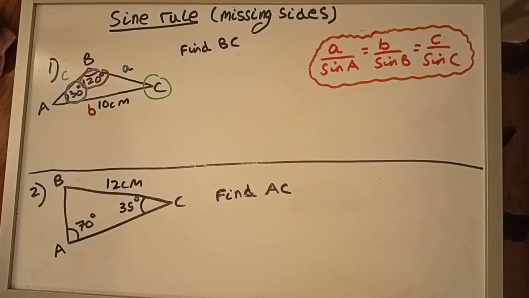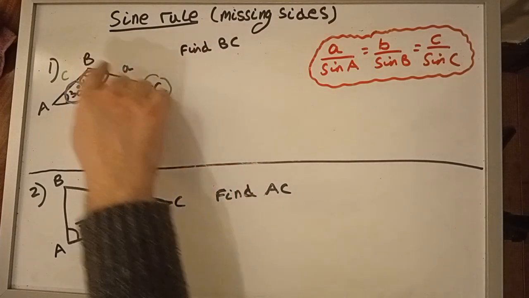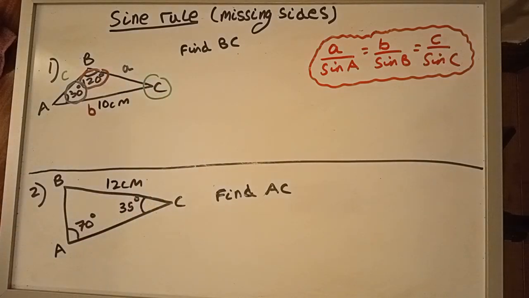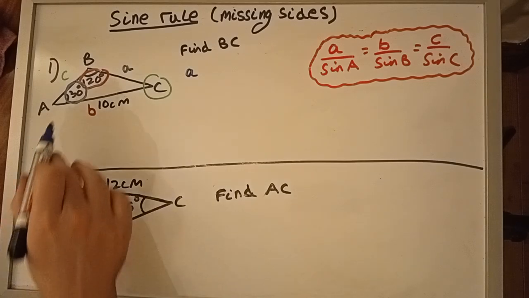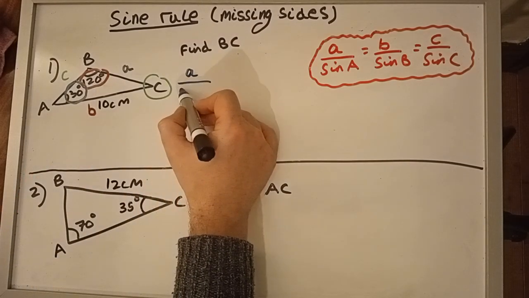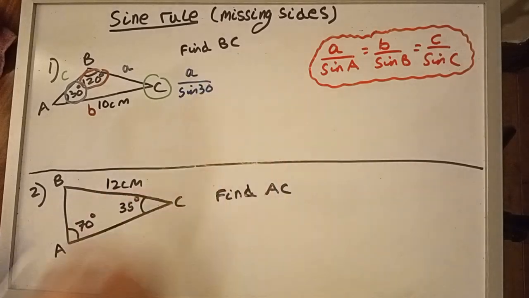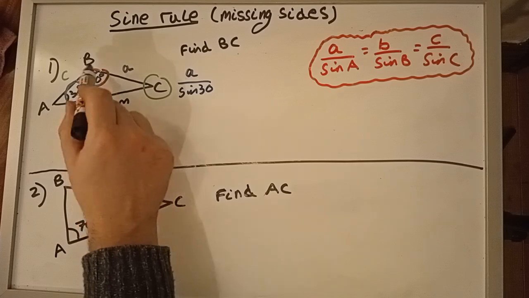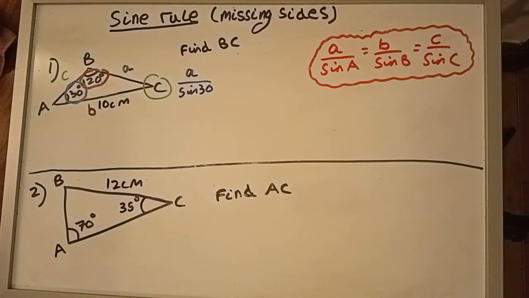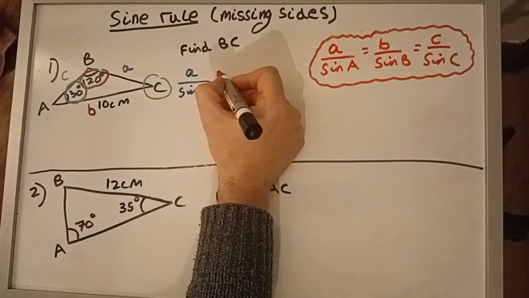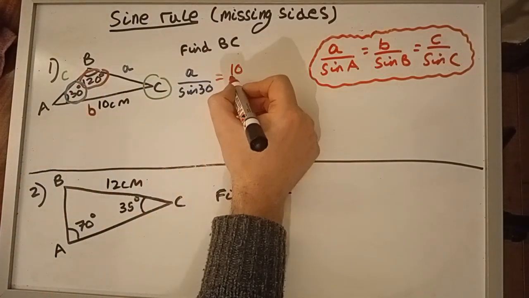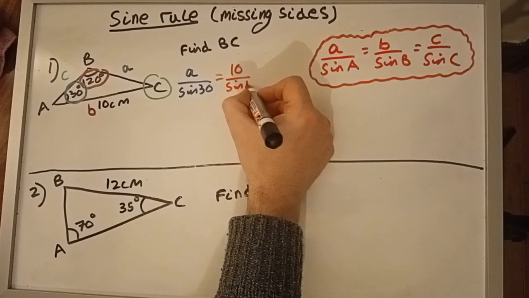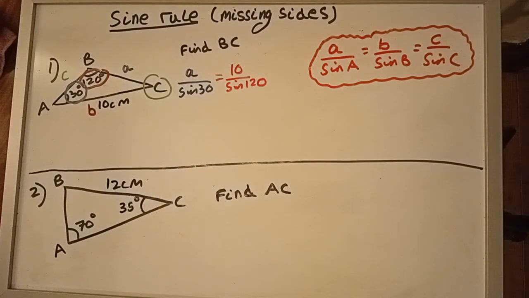Okay, so in the question it asks us to find BC. That's this one, so we're looking for a. So we're going to use our formula with a as our numerator there, and we've got sine of the angle, so sine 30 for our denominator. And then we're going to pair them. You see they're opposite each other. These two pair together, so I'm going to go straight in for my b, which is 10 centimetres. So that's equal to 10 centimetres over sine 120. So that's our first step, and I've got my formula all set up.